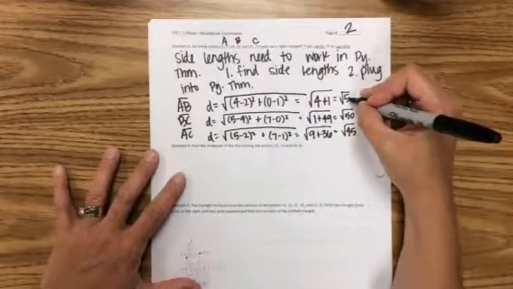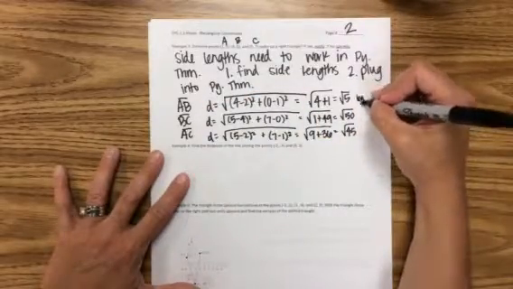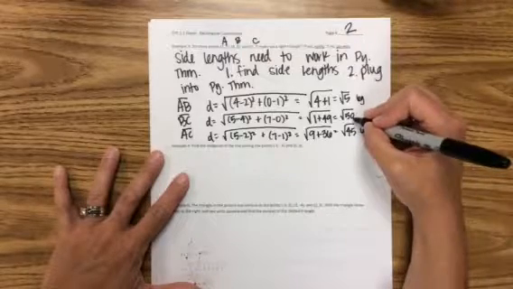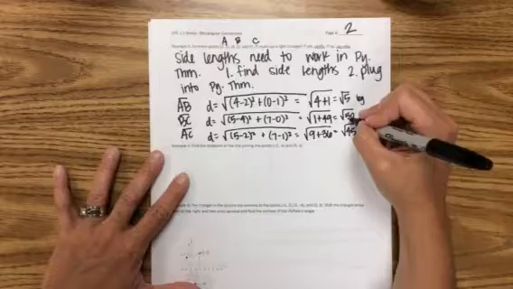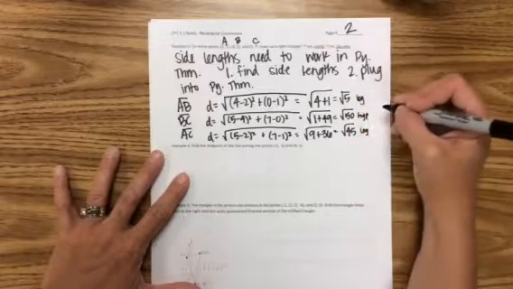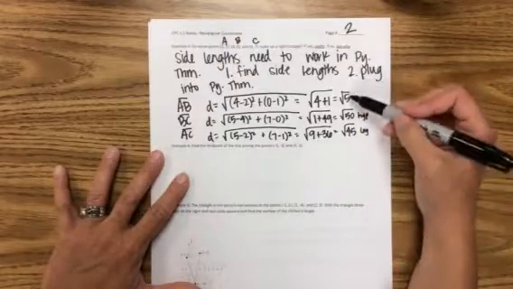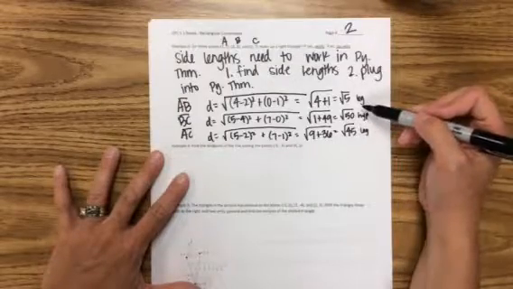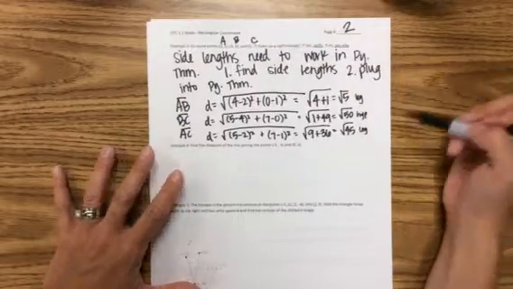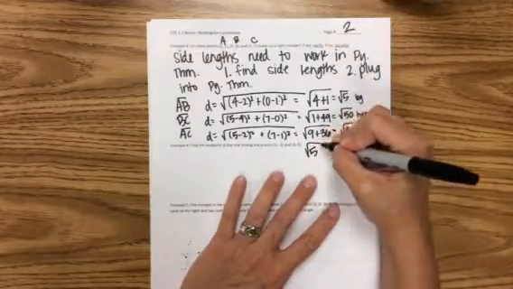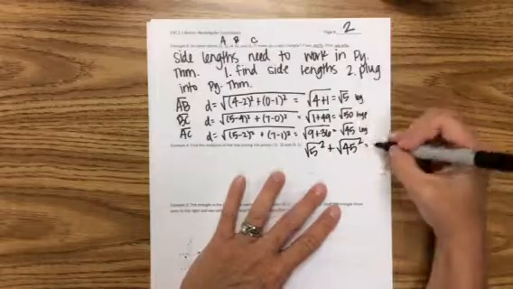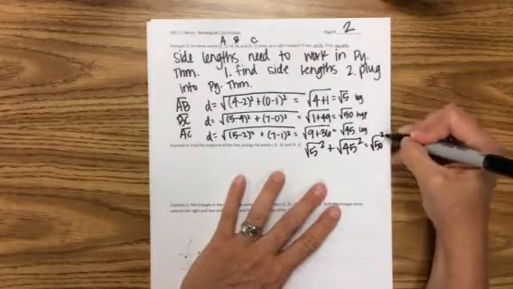This is a leg. AB is a leg because it's the smallest side. And then this is the middle side, so this is also a leg. The longest side with the biggest number in the square root is going to be the hypotenuse. So I'm going to set it up, leg squared plus leg squared equals hypotenuse squared, and see if it works.